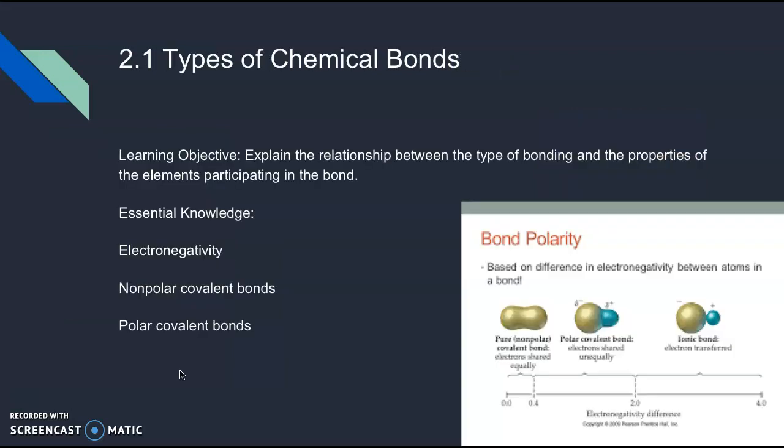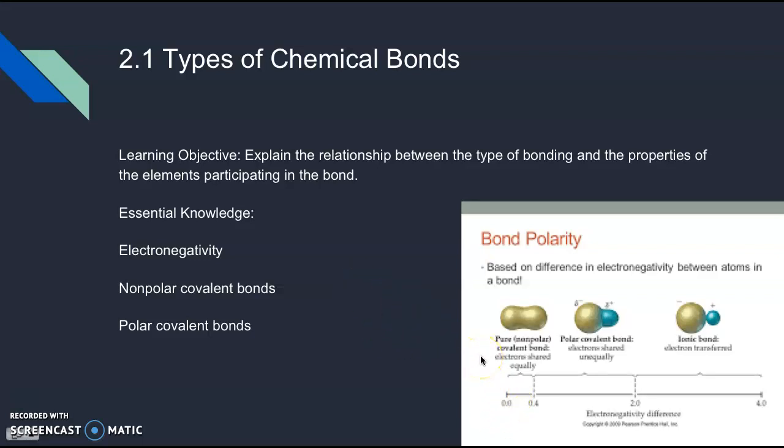Section 2.1 is on types of chemical bonds. The learning objective is to explain the relationship between the type of bonding and the properties of the elements participating in the bond. The essential knowledge is it's mostly about electronegativity, and the difference in electronegativity between the bonding atoms will determine the type of chemical bond.